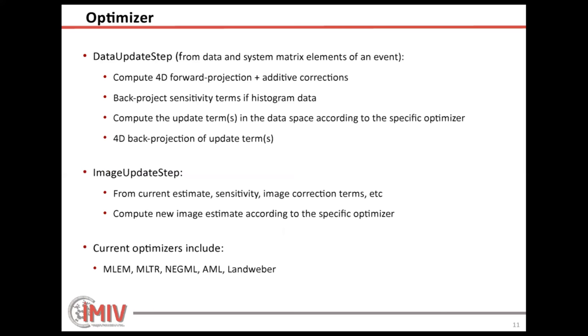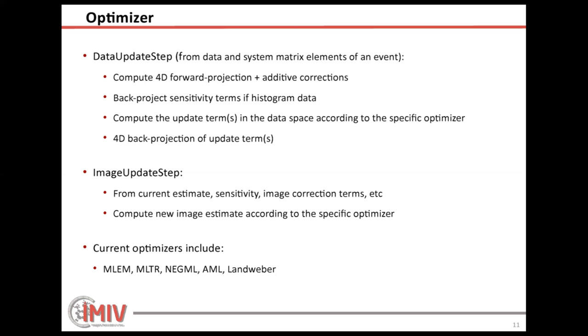So then, for the optimizer, inside the loop on events, we have what we call the data update step. Here we have the data from the event, and we also have the system matrix elements from the event pointer. So then we compute the 4D forward projection. It's just put 4D, but 6D is the same. We project, we add any additive corrections that are included inside the event. Then we back project sensitivity terms if we are using histogram data.